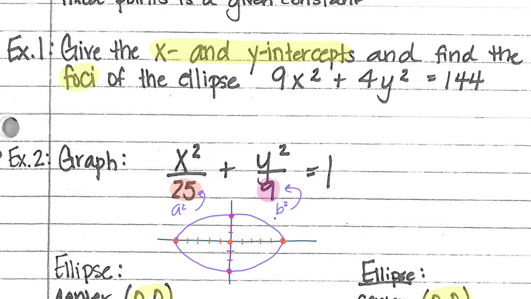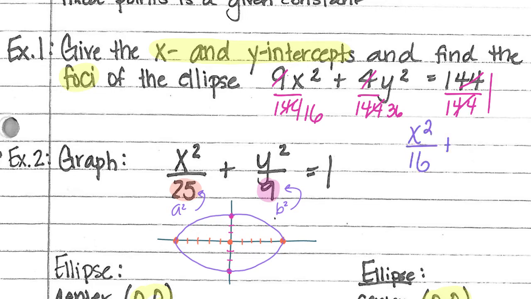In order to make it equal to 1, I always divide. I'm going to take 144 and divide it here and here and here. What I do to one side, I have to do to the other. When I do that, I get a new equation. These cancel out to be 16, and 144 divided by 4 cancels out to be 36, and this becomes 1. So I end up with x squared over 16 plus y squared over 36 is equal to 1.